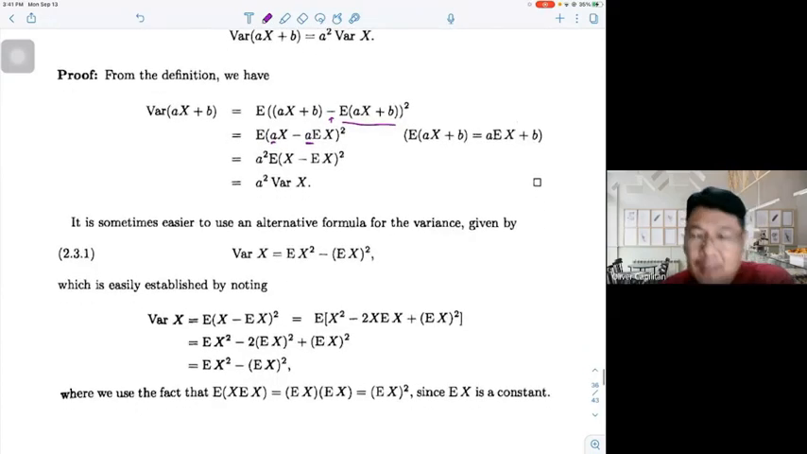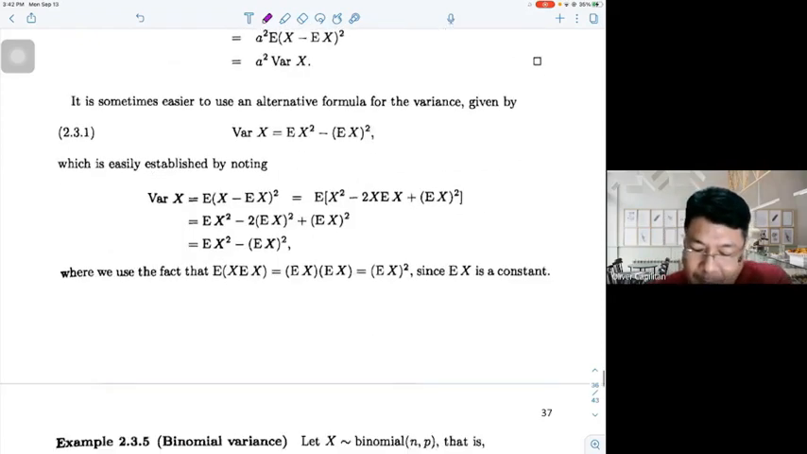That's the proof of theorem 2.3.4. We have an alternative formula here in the computation of our variance. So instead of using the definition, let's have this alternative formula in which the variance of x is equal to the expectation of the square of x minus the square of the mean of x. And then we can verify this by expanding the binomial expression x minus the mean of x, quantity squared. So we have this result.